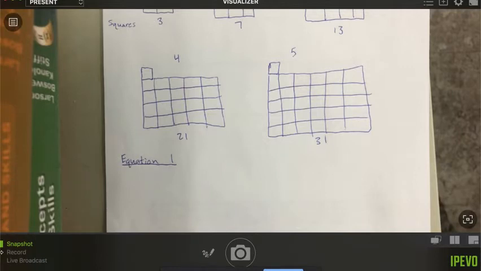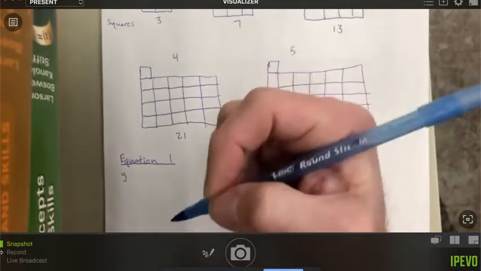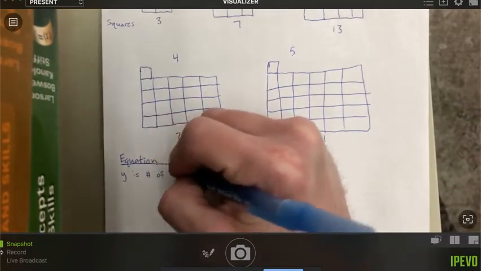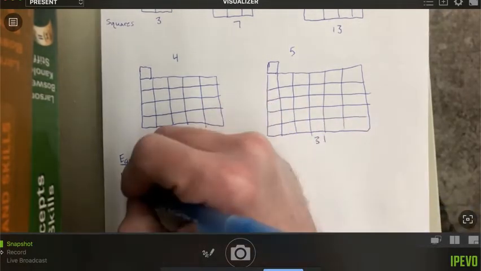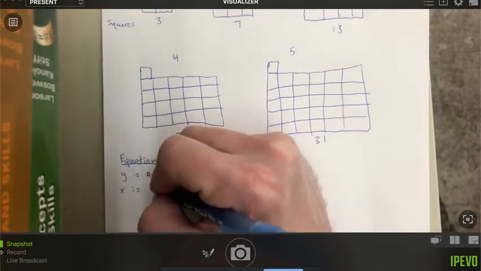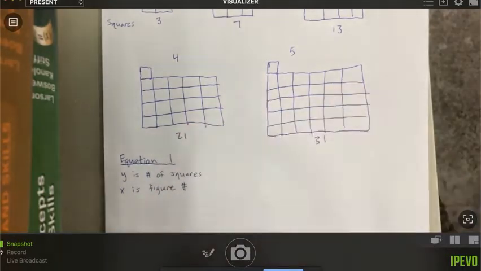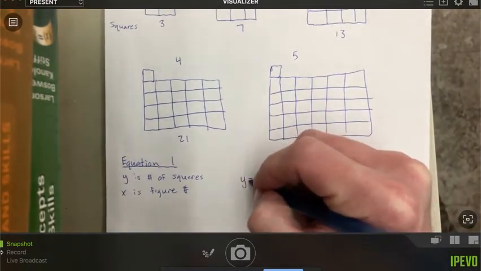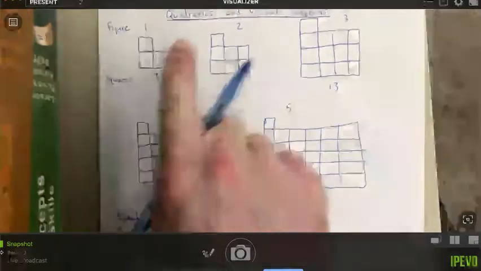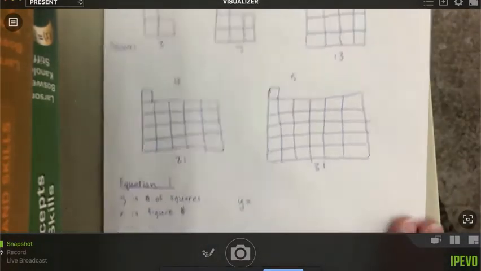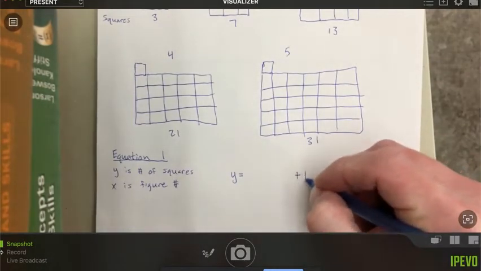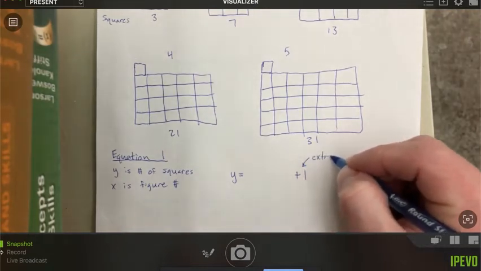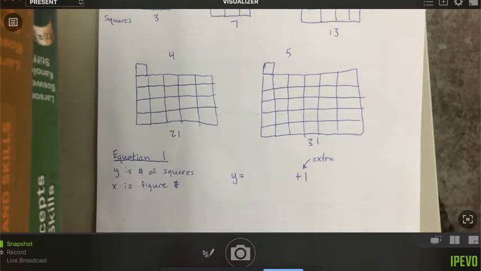So the first way I'm going to think about it is, first, since I want to write an equation, I'm going to say what my variables are. So I'm going to say y is number of squares, and x is the figure number. All right. So as I'm writing the equation here, notice how all of these shapes have one extra square on top. So I'm betting in my equation that there's going to be a plus 1. I'm going to say, in my mind, there's that extra 1 left over every time.